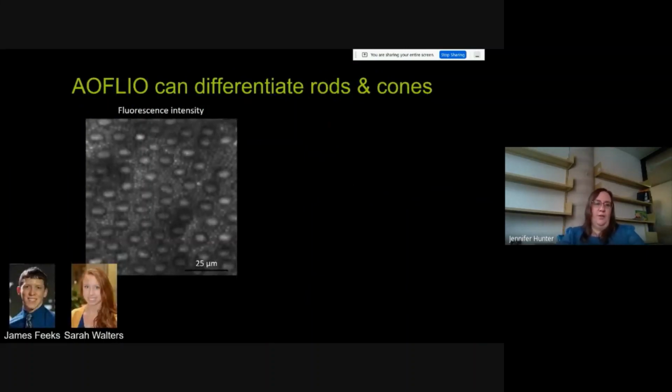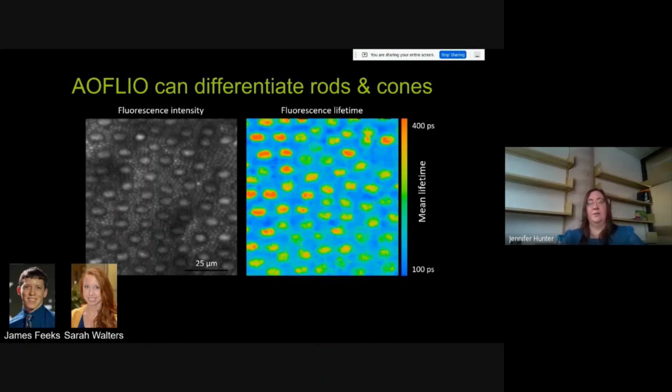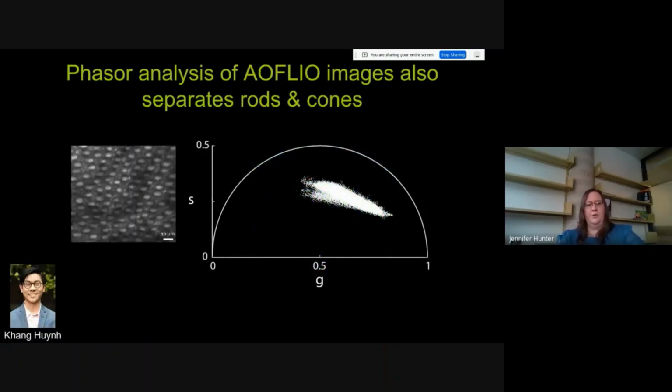So work by James Feeks and Sarah Walters looked at the fluorescence intensity image on the left and then calculated the mean fluorescence lifetime. When they did this, we found a very clear difference between the rods and the cones. We found that the cones tended to have a longer fluorescence lifetime than the rods. We'll talk about what this might mean and what these differences might come from closer to the very end of the talk. Another graduate student of mine, Kang Huynh, then started looking at this in phasor analysis.